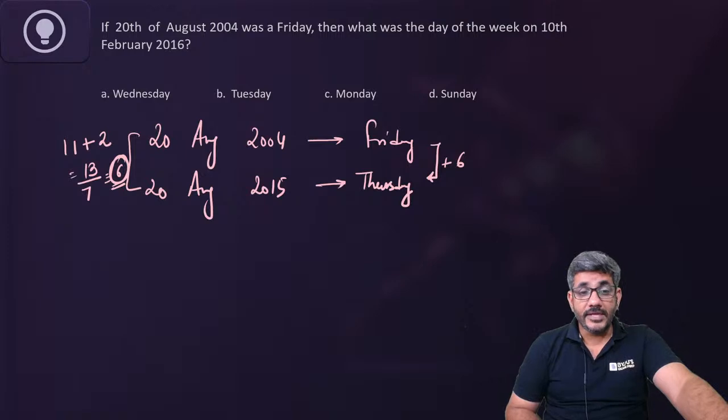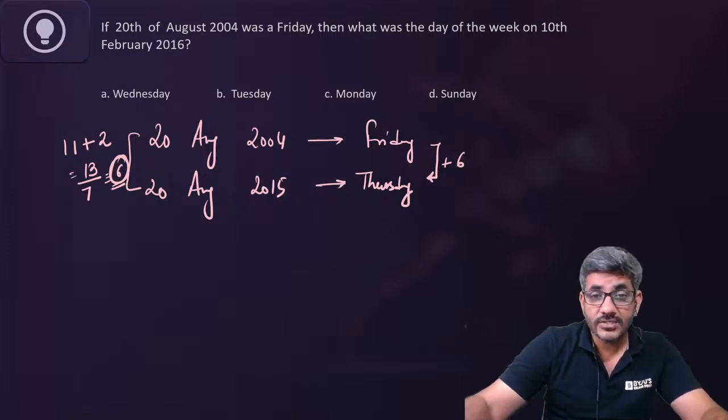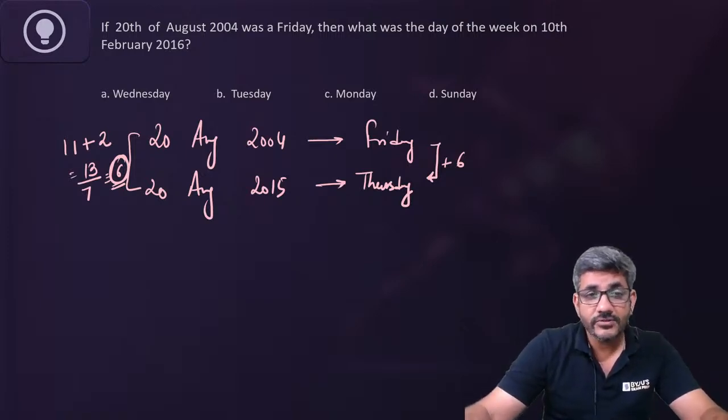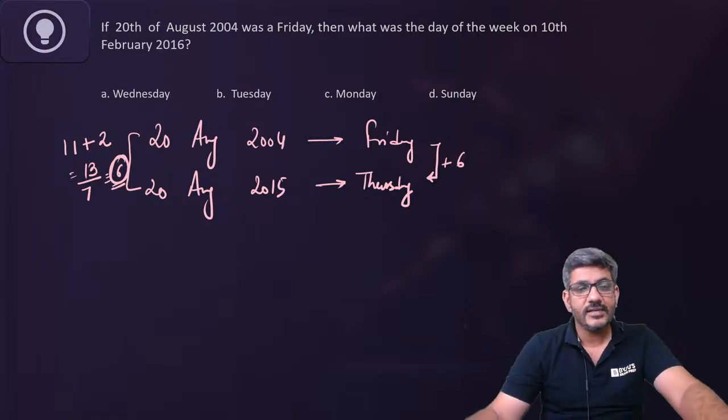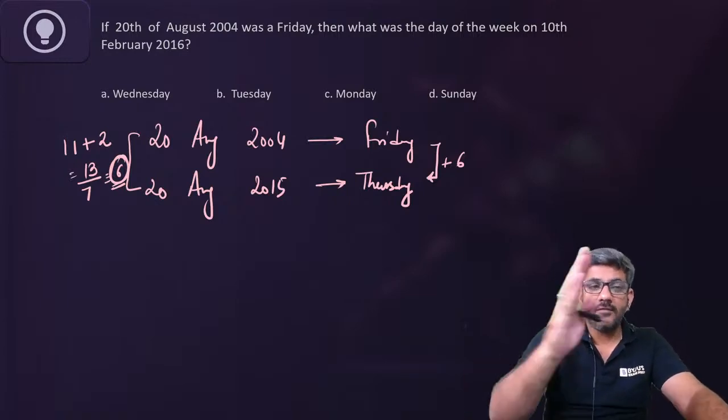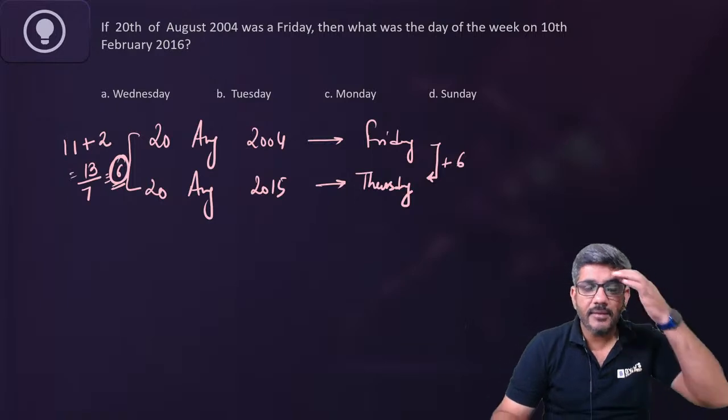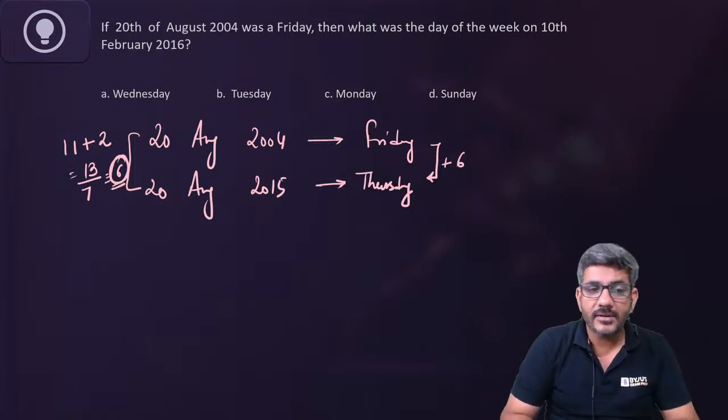ठीक है, और मैं देख रहा हूं बहुत लोगों ने इसका आंसर दिया है, अनुराग, चारवी, अनीश, साक्षी, और सबने आंसर ए दिया है. Hopefully answer is A. So first of all, the number of days between them is 13. 13 divided by 7 gives me a remainder of 6. So Friday plus 6 is Thursday.